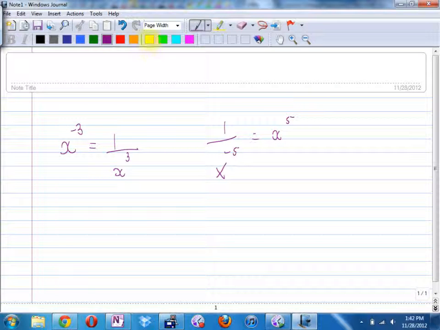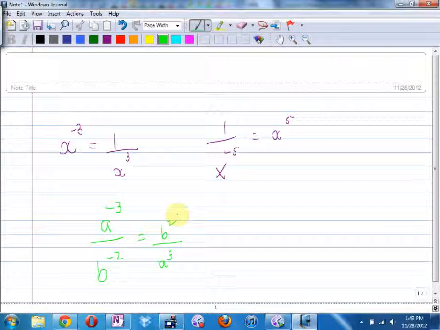Hey, what if I had this? A to the negative 3 over B to the negative 2. Elevator. Elevator. That's how I think about this.